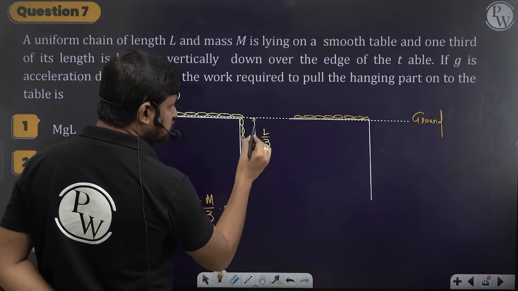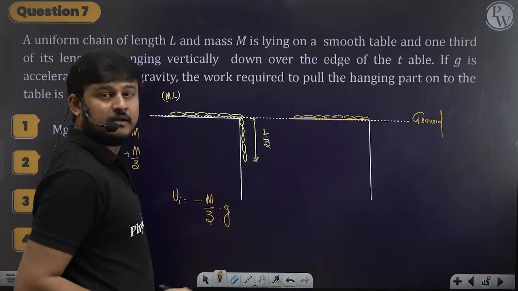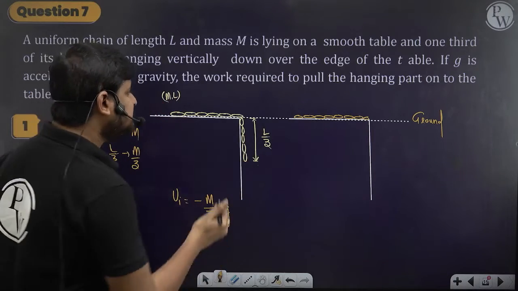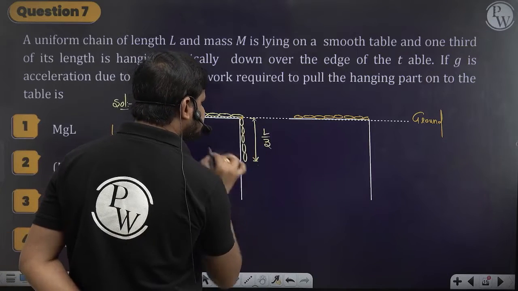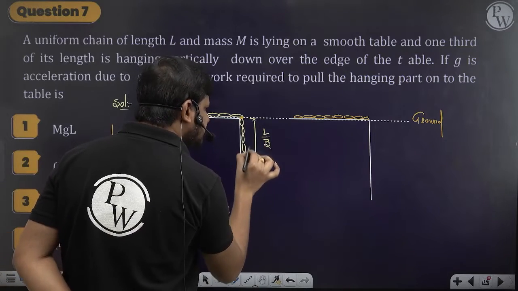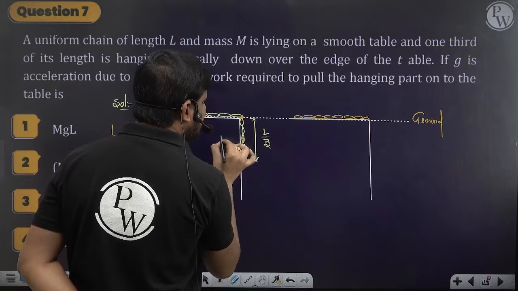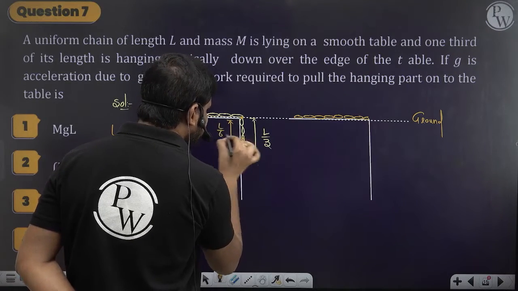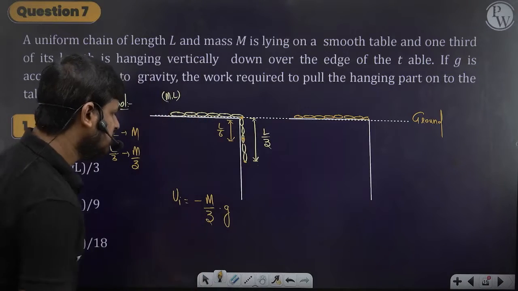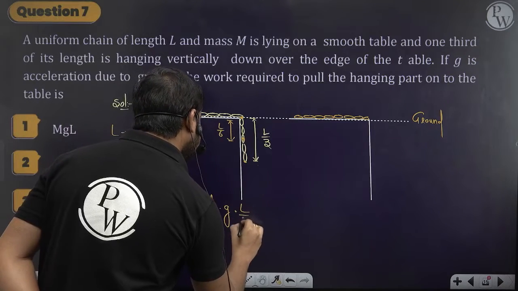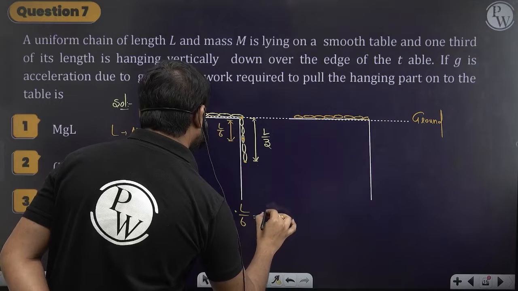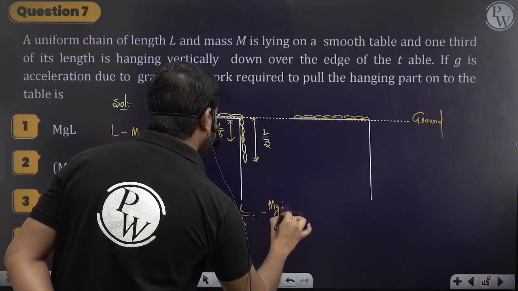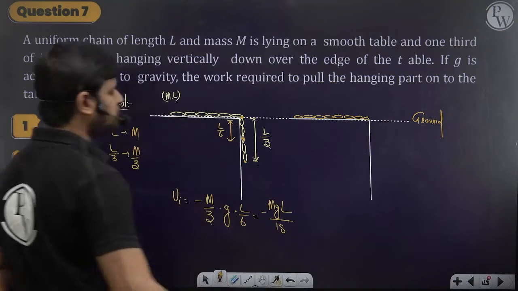This is the total hanging length, but we should consider its center of mass, since some part is touching the ground and some part is at a distance L by 3. Its center of mass will be half of its length, which is L by 3 by 2, which is L by 6. So its potential energy will be minus mgL by 18.